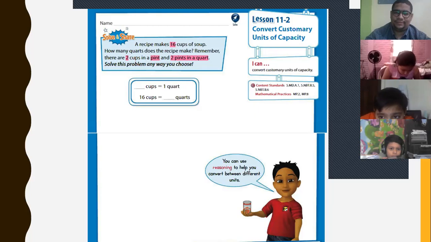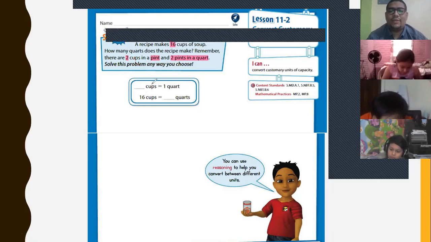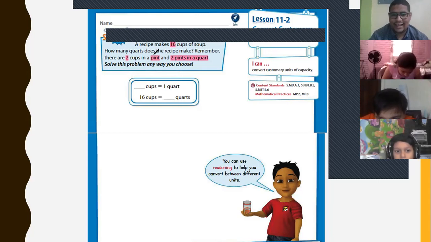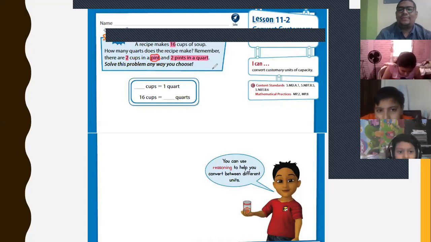Listen to me, guys. We have cups. It is equal to 1. How many cups do we need to have a quart? Guys, how many cups do we need? 2. No, 2 cups, guys, it is equal to 1 pint. And 1 pint is not equal to a quart. Mister, I don't understand what is cups and pints. Okay.